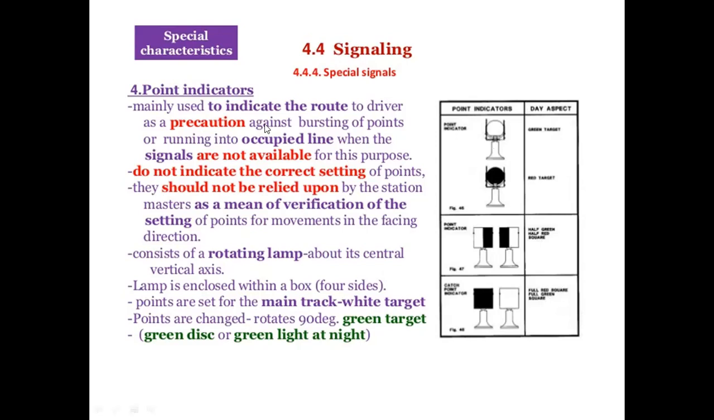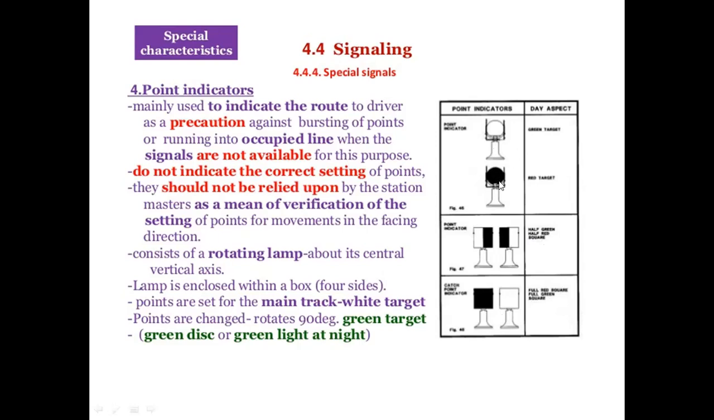And here, these are also the point indicators: help green, help red, which are in square, and catch point indicator. Here you can observe full red square, full green square. So these points set are on the main track in white target. These points are changed or rotated 90 degrees. Green light, or green light at night, can be visible.